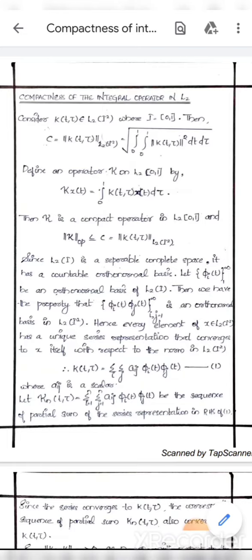So we are considering the sequence of partial sums of the series representation. Okay. So let k n of t comma tau, which is equal to the summation over i equal to 1 to n, summation over j equal to 1 to n, a ij phi i of t into phi j of tau, be the sequence of partial sums of the series representation on the RHS of that equation 1. Okay.